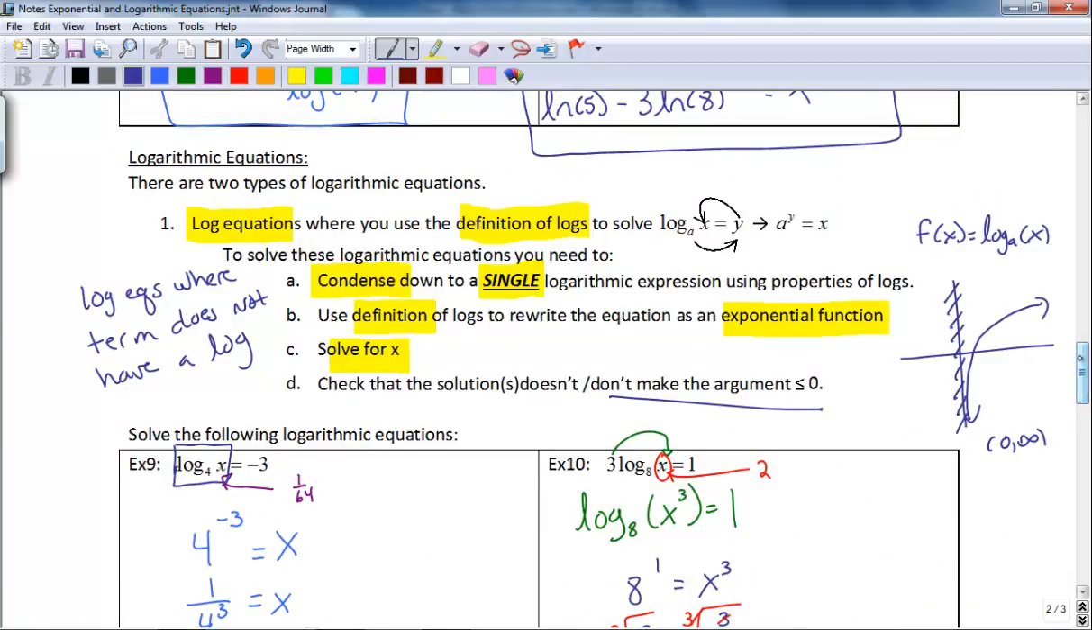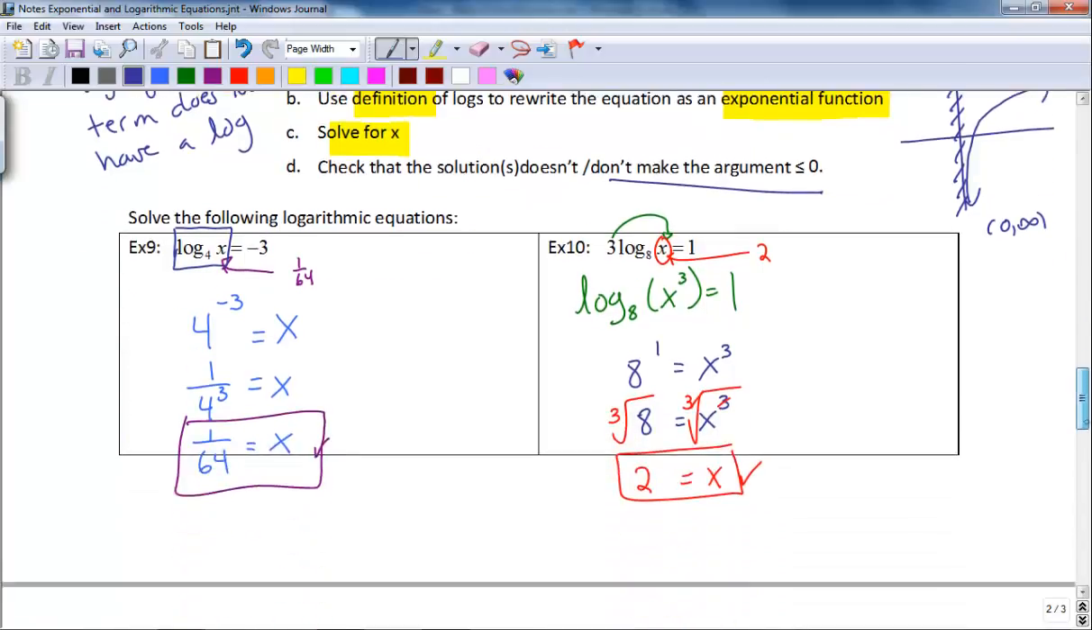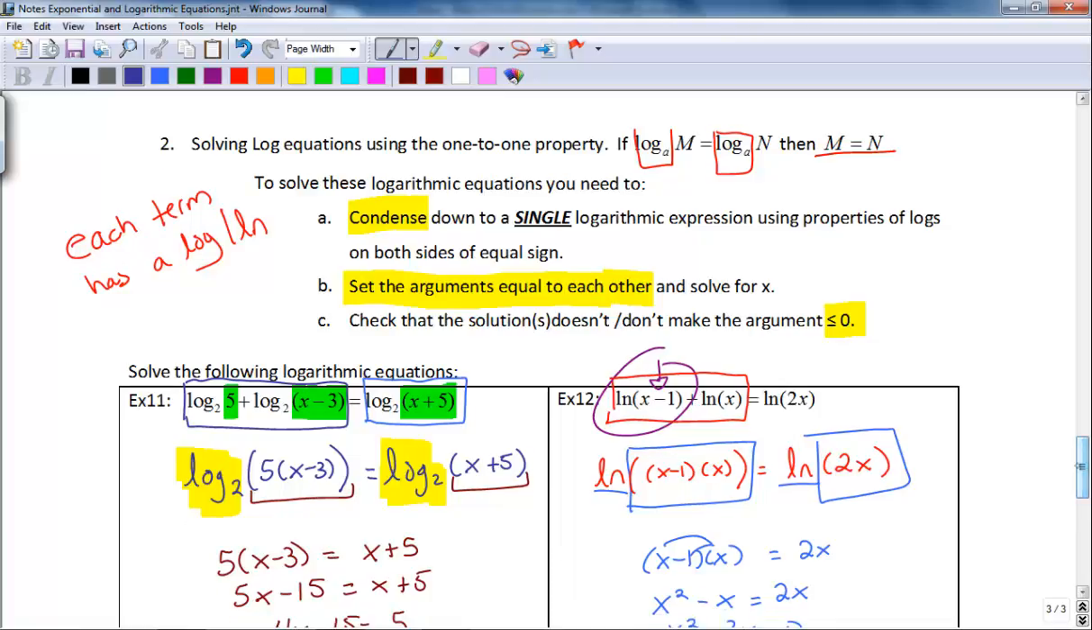For log equations, if each term in your equation doesn't have the word log or natural log, you can condense down and use the definition of logs to solve. And for the last one, if every term has the word log or natural log, you can condense down and then set the arguments equal to each other. That's it for exponential and logarithmic equations.